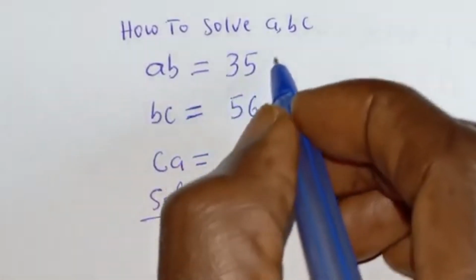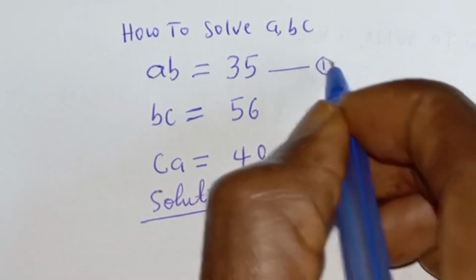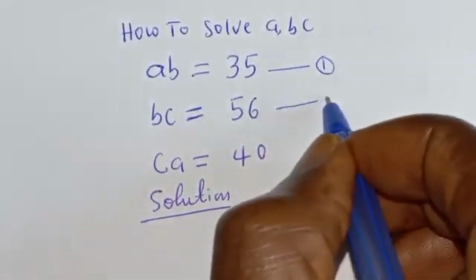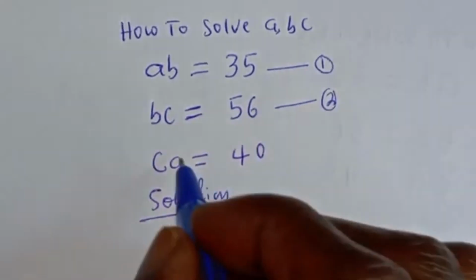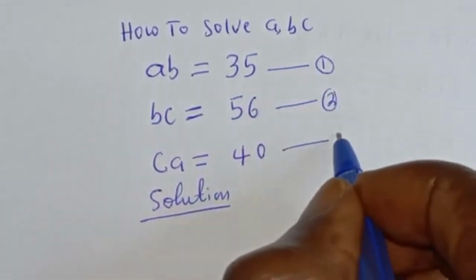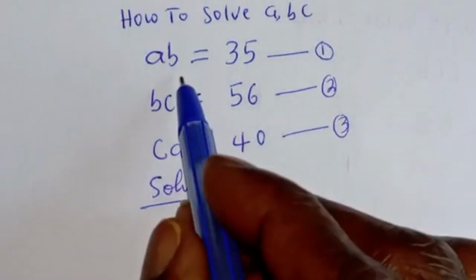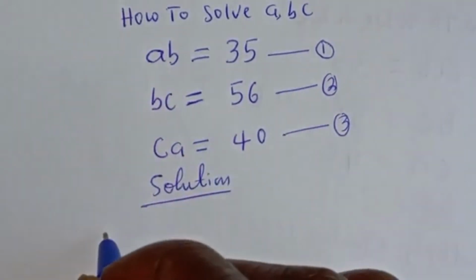AB is equal to 35. Let's call this equation 1. Then BC is equal to 56. Let's call this equation 2. And CA is equal to 40. Let's call this equation 3. Let's multiply equation 1 by 2 and by 3.